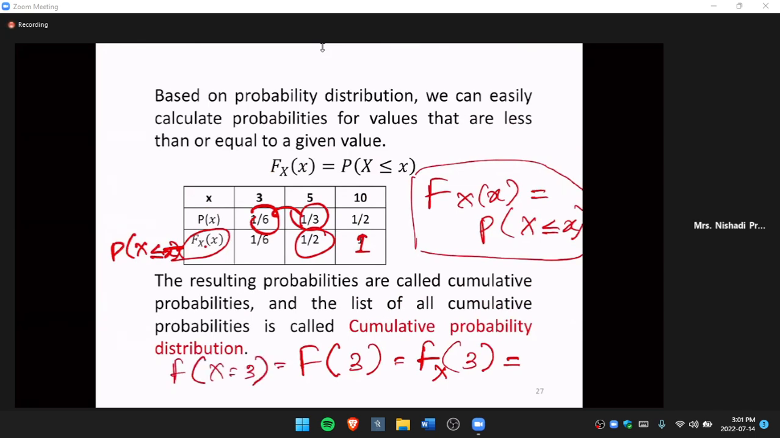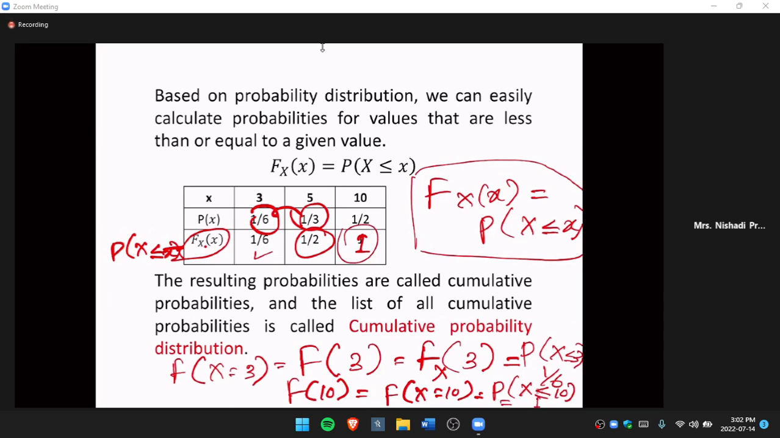Now, how to find this probability? You want to find F of 3. F of 3 means probability of x when x is less than or equal to 3. That is 1 over 6. Let's say you want to find F of 10. What is F of 10? Which means F when x equals 10. That is equal to probability of x less than or equal to 10. That is 1. Clear?